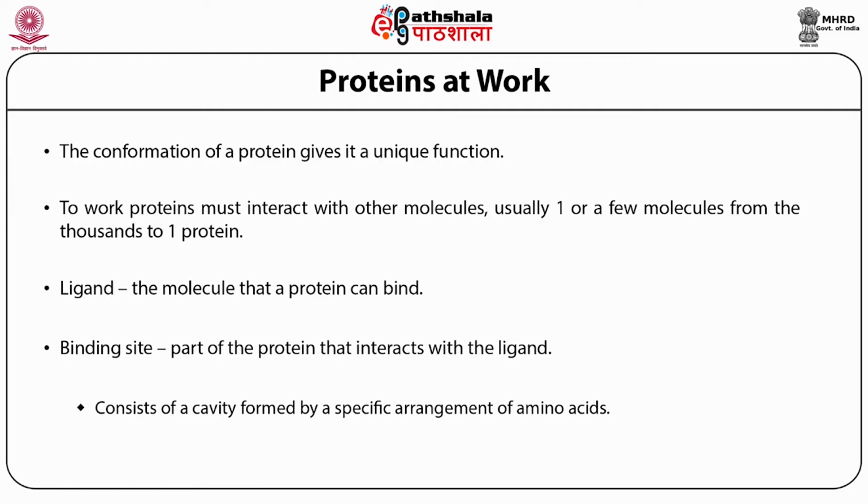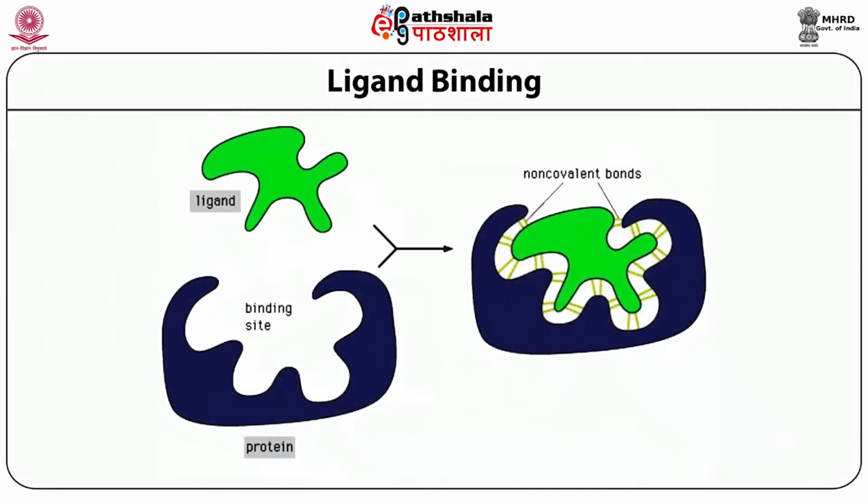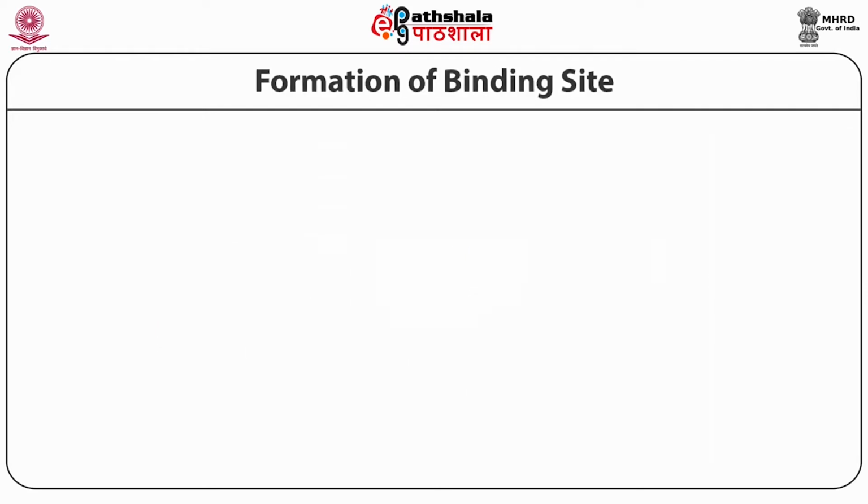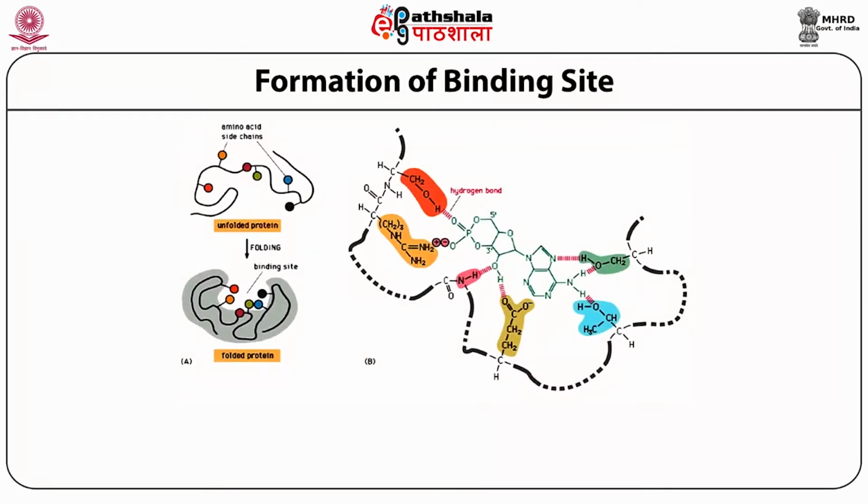That specific cavity can interact with either one or two other molecules. In ligand binding, there is a specific cavity available in the protein molecule where the incoming ligand can come and fit in, making non-covalent bonds that hold them close together.